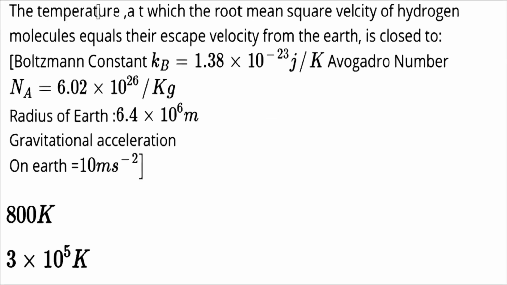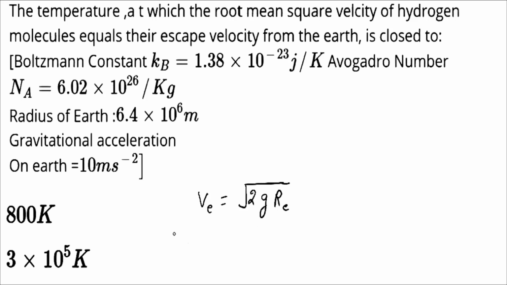Hello everyone. The temperature at which the root mean square velocity of hydrogen molecules equals their escape velocity from the earth is closest to. So here the Boltzmann constant is given, the Avogadro number is also given, the radius of the earth is this and the gravitational acceleration is this. If I talk about the escape velocity, the escape velocity is equal to under root of 2gr, where r is the radius of the earth and g is the gravitational acceleration.